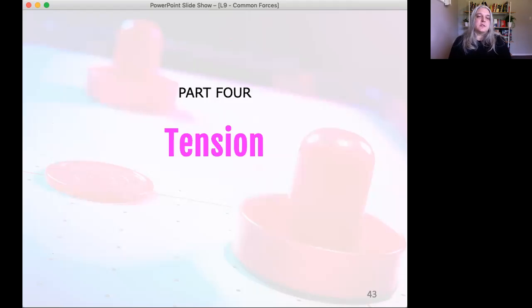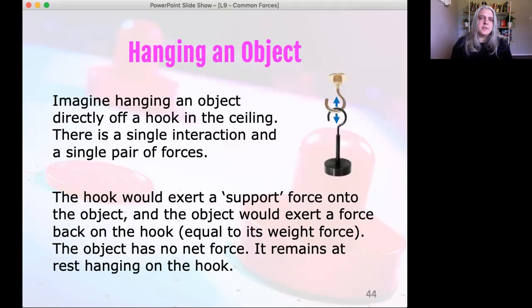The next part is on tension. So tension is almost a special case of normal or support force where we're trying to keep something from falling downwards. So we're all familiar with hanging an object to support it. Imagine hanging an object directly off a hook in the ceiling. So here the black hanger thing is our object and the brass hook is the one on the ceiling.